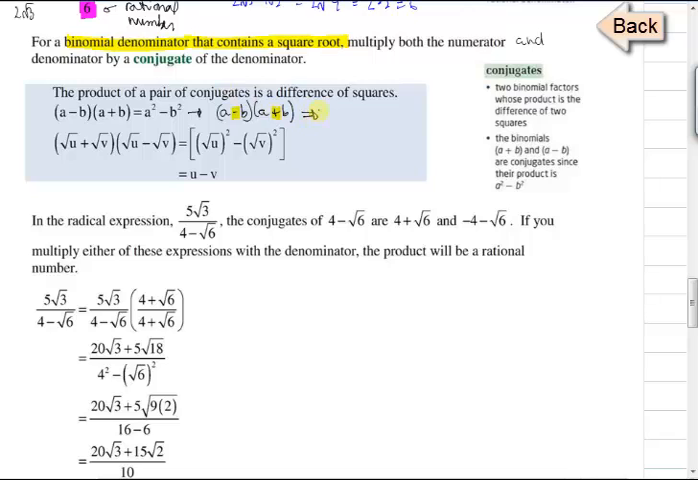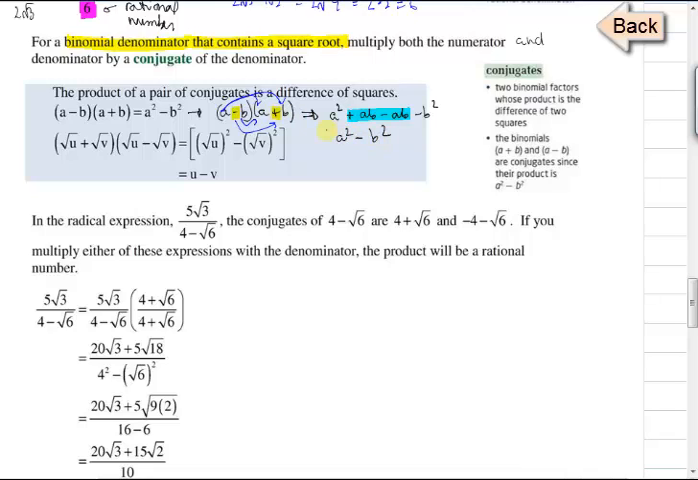When I FOIL this, okay, so when I do the first, outside, inside, and last, I get a squared plus ab minus ab minus b squared. Notice that your middle terms are opposite signs, so they cancel each other out. They give you 0, and you're left with a squared minus b squared. Okay, so when you multiply a sum and difference, you get a difference of squares.